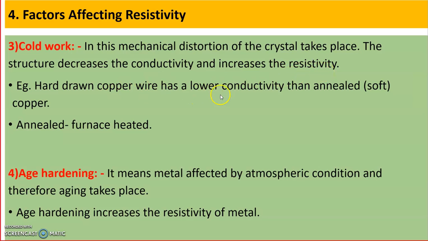Hard drawn copper wire has a lower conductivity than annealed copper. If copper is hard drawn, meaning you are making wires from copper metal by drawing it, it will have lower conductivity than annealed soft copper, which is furnace heated.